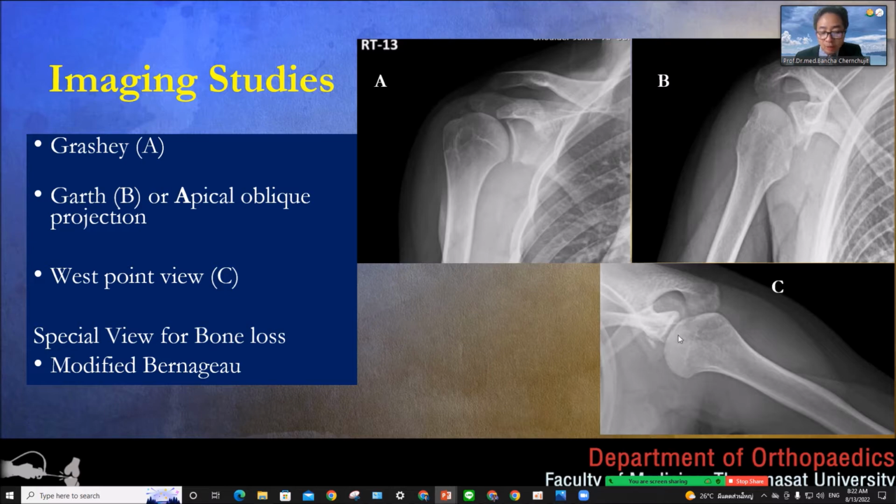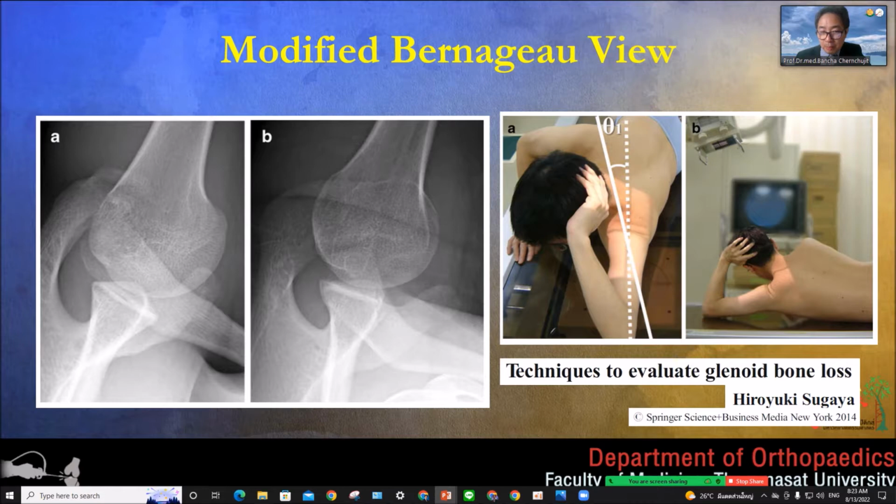Another view is the West Point. West Point is like an axillary view, but you need to angle the beam 25 degrees. In practice, sometimes it's not easy to get this West Point view. Hirosugaya also proposed a view called the modified Bernageau view. For the bony Bankart lesion, you can see the difference between A and B if you have some bone loss. But technically, I'm not sure it's easy. I myself never use this modified Bernageau. I like the GAT view for my practice.